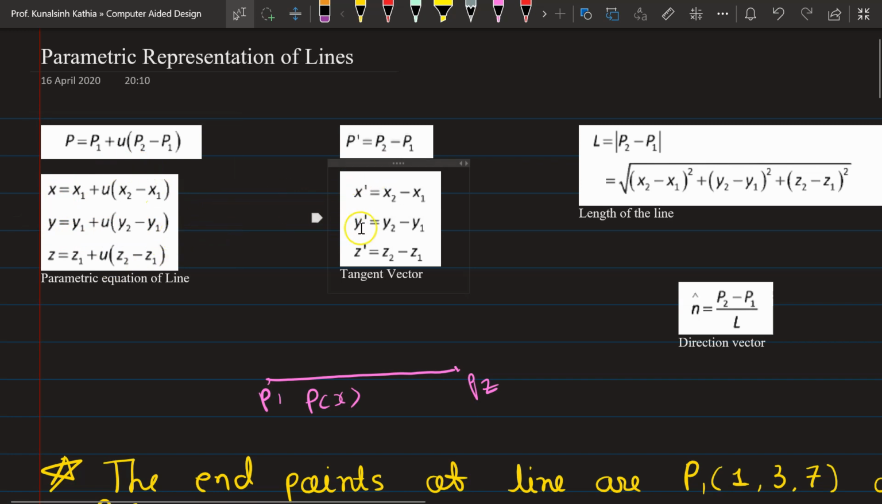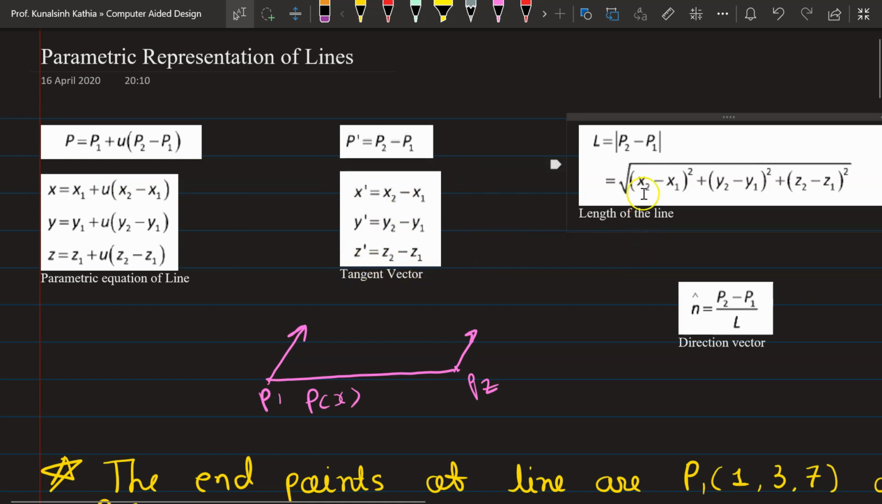If we go for the tangent vector, if I draw a tangent at that point, what I have to do is differentiate this parametric equation with respect to u. If I differentiate it with du, then P dash is equal to P2 minus P1. Similarly, x dash is equal to x2 minus x1, because that term does not have a u, so differentiation with respect to u will be 0 for it. So x2 minus x1, y2 minus y1, z2 minus z1. This is the equation for the tangent vector.